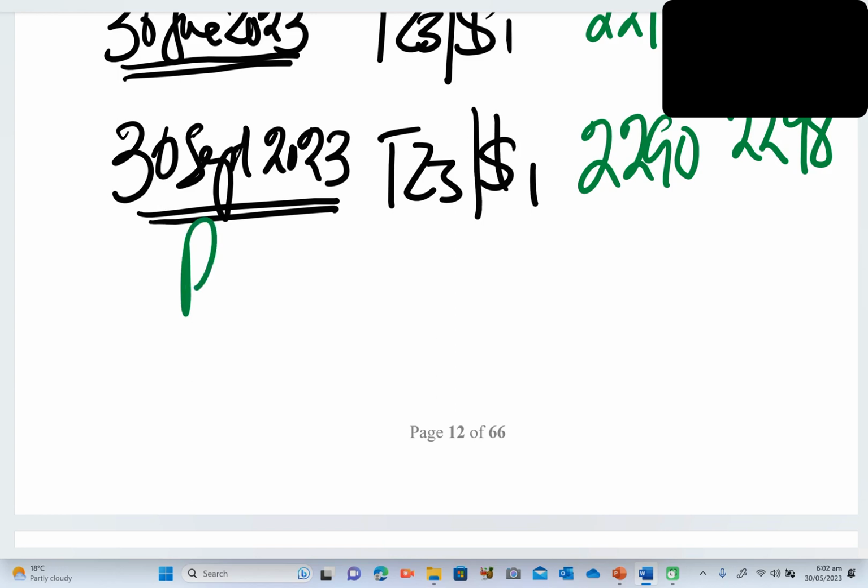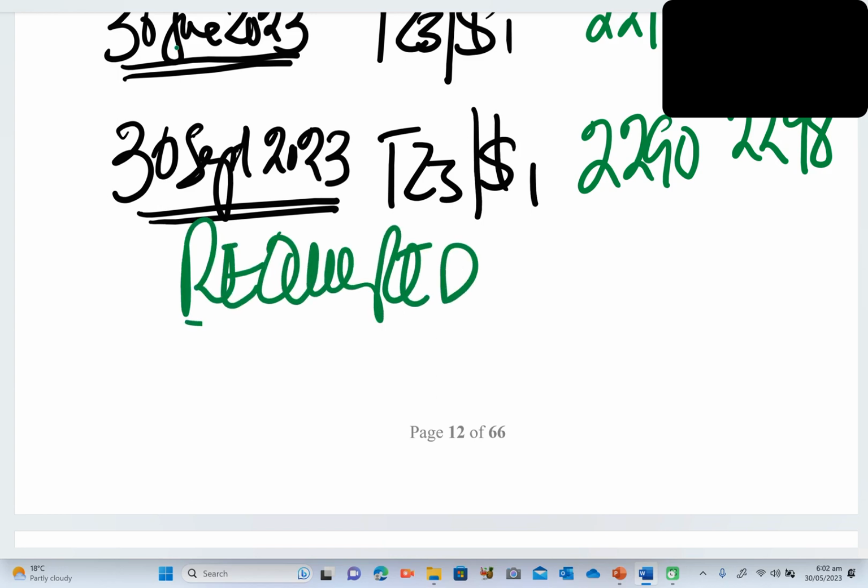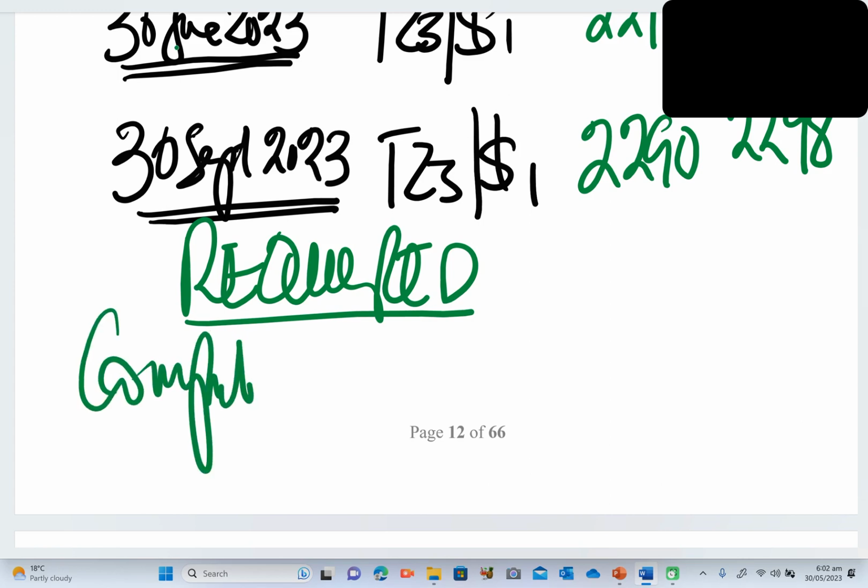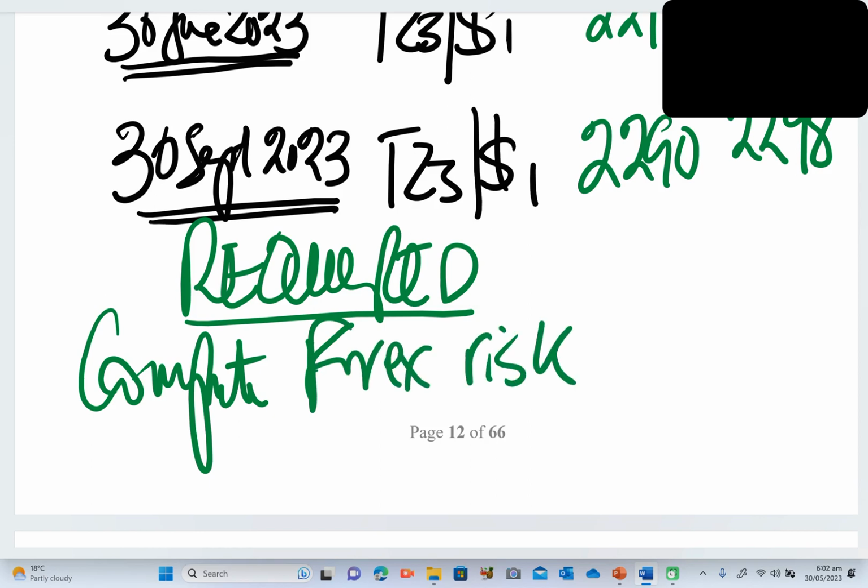Compute required. Compute, compute forex risk, to compute foreign exchange loss or gain, particularly in that.